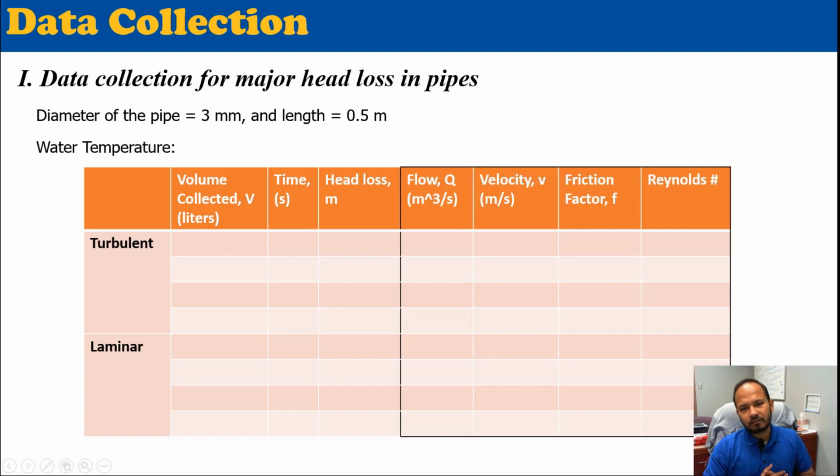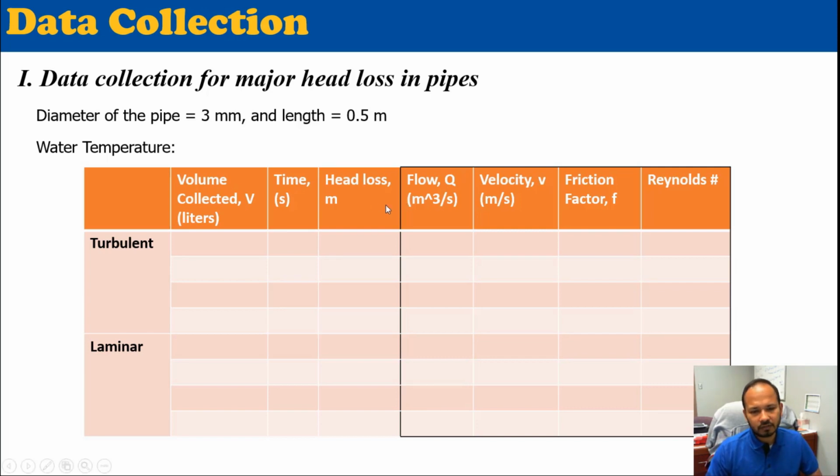So, data collection for major head loss. Remember, our diameter of the pipe was 3 millimeter, and the length from the first manometer point to the second is 0.5 meter. We have to take the measurement of the water temperature, assuming that the water temperature will not change throughout the test.